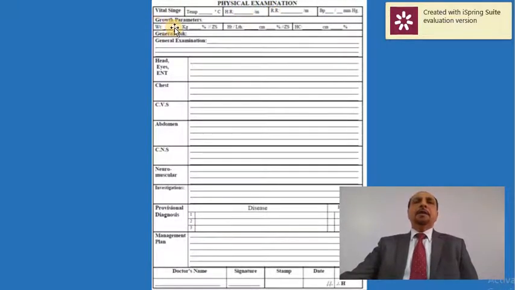Then the growth parameters, as we mentioned: the weight, the height or length, and the head circumference, and you plot them on the growth chart. All children below 5 years should be plotted using the Z score.